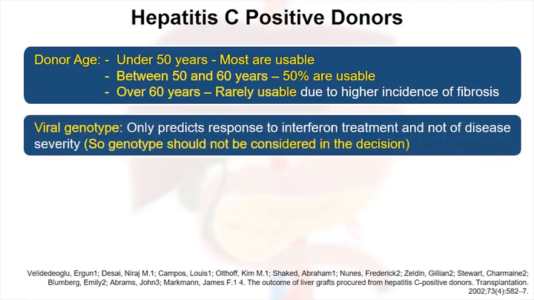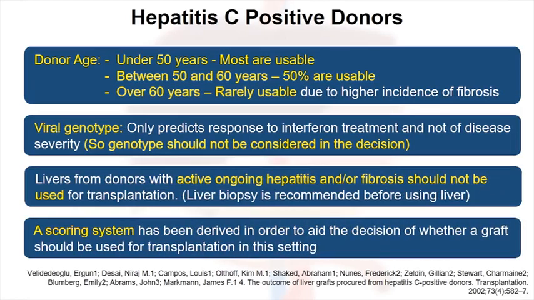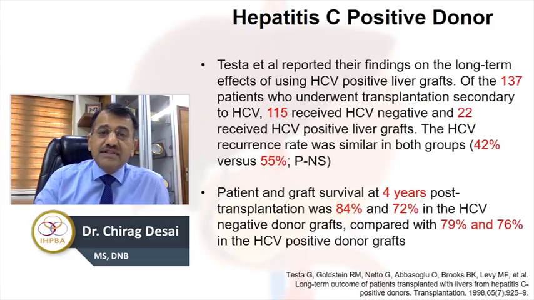The viral genotype has not much significance, and hence the genotype in the donor should not be given any unnecessary importance. Livers from donors with active ongoing hepatitis and fibrosis should not be used, and the scoring system has been derived in order to aid the decision whether that particular liver can be used or not. So this is another retrospective study which has shown the effect of use of hepatitis C positive donors.